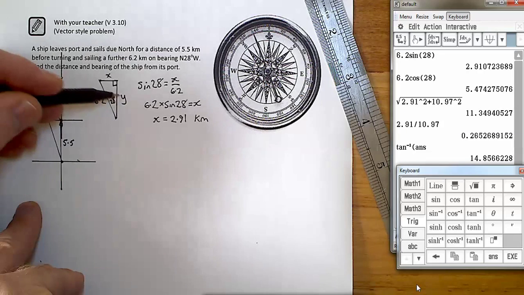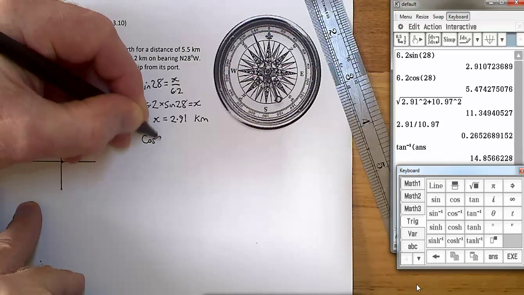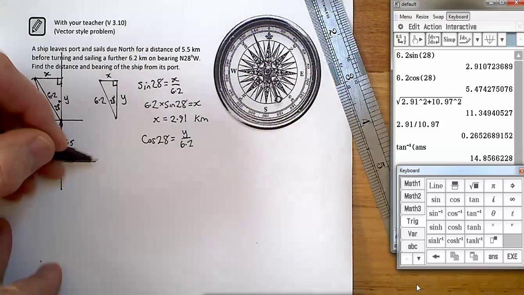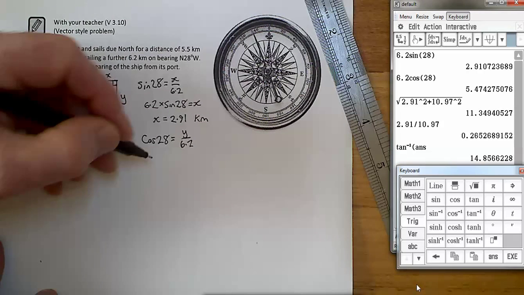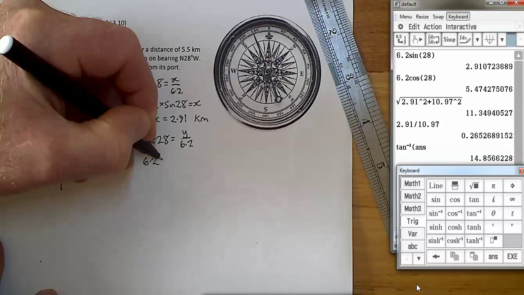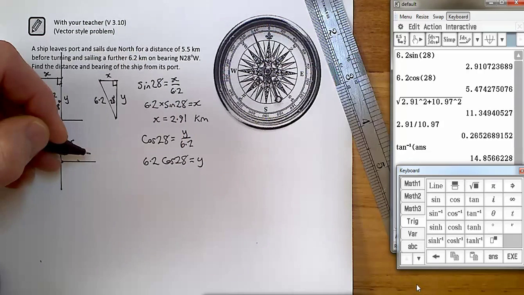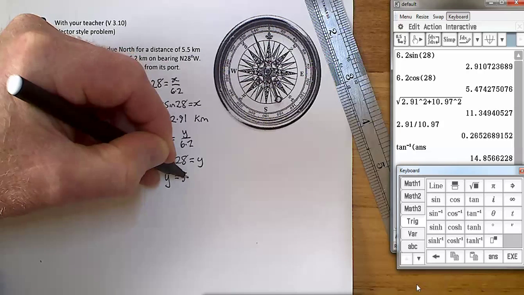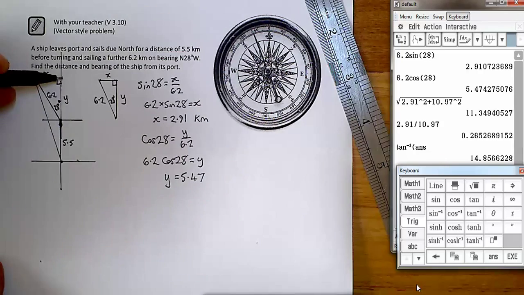Do the same thing for y. This is adjacent and hypotenuse. It makes it a cosine question. Cosine of 28 equals y over 6.2. Do some rearrangement. At the moment it's divide. That means we have to times both sides by 6.2. 6.2 times the cos of 28 equals y. On our calculators now, you can see I've done the calculation. y is equal to 5.47.